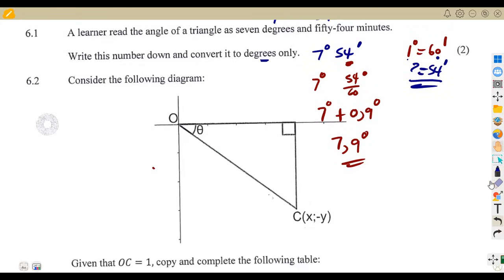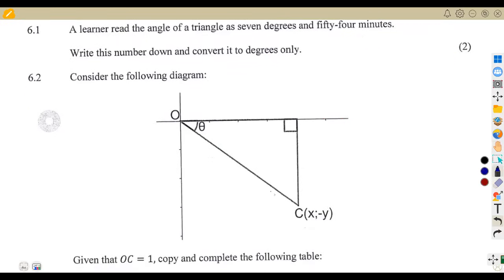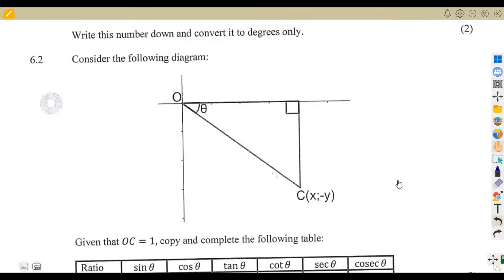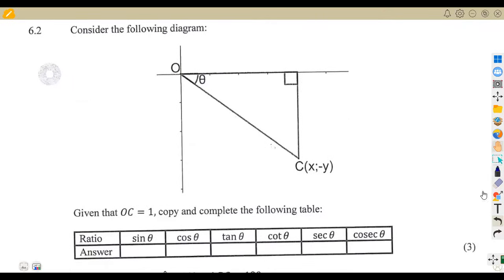All right, so let us check the other part of our question, which is 6.2. Consider the diagram. So we're given a diagram to consider in this case. So this is a horizontal. We're given the point C as (x, y). So meaning to say, going this side, it's x. Going this side, it's minus y. Going this direction down, it's minus y. Remember, this is the x-axis, y-axis. And we are given OC, from O to C, it's 1.